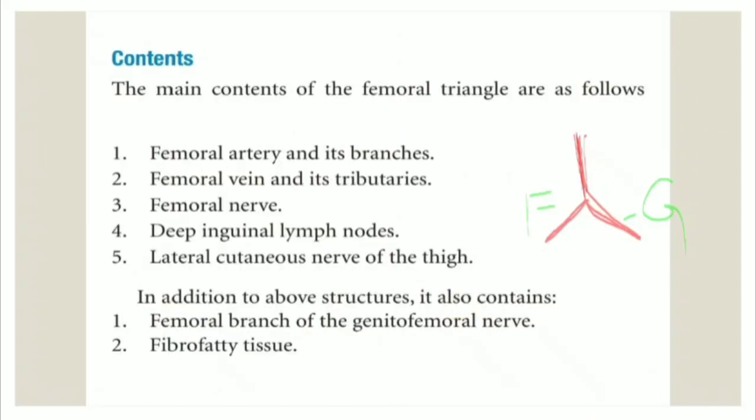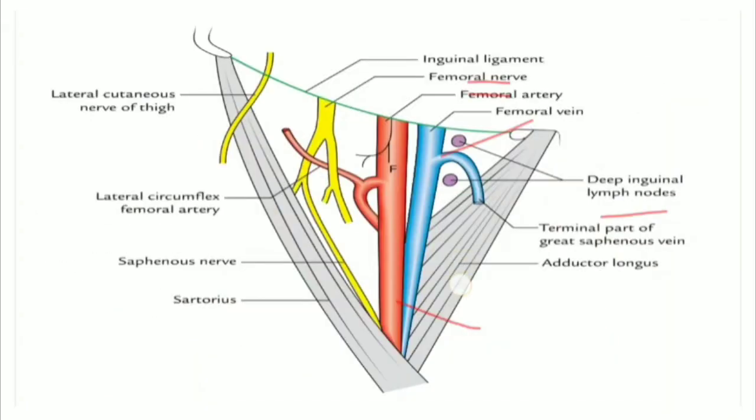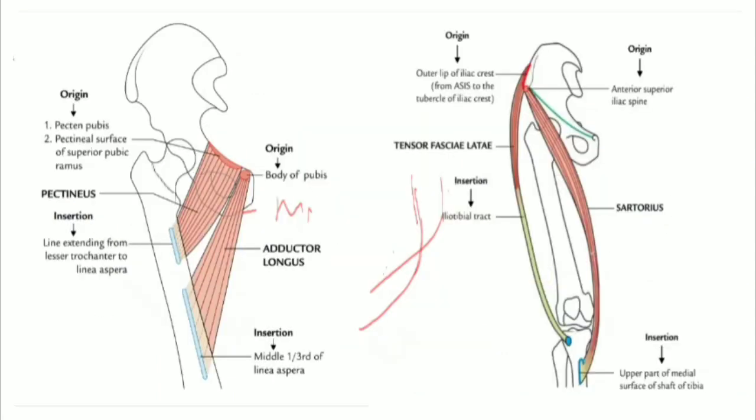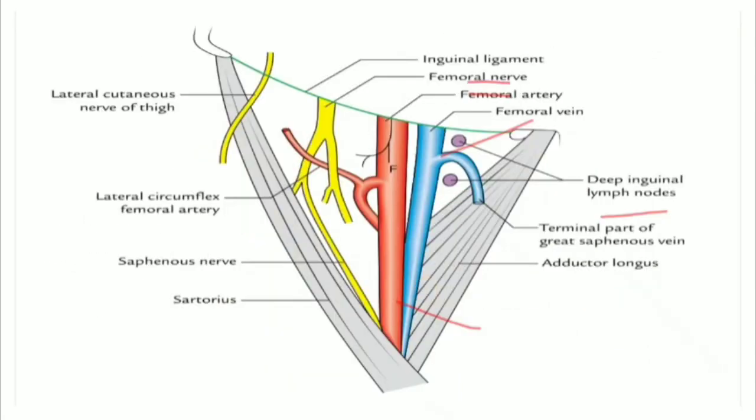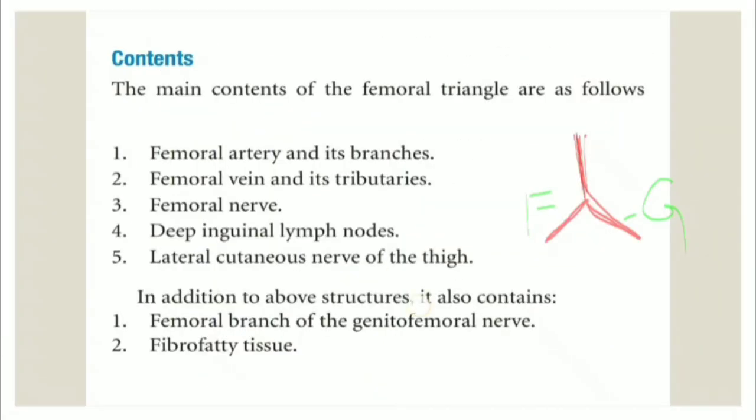Okay, what I have said, it will be present over here. All these things I said. Additionally, you will have the femoral branch of genitofemoral nerve and fibrofatty tissue. See, it is there in the diagram. This is marked as F, right? This is the femoral branch of genitofemoral nerve. Okay, so I already said. Then we'll discuss the contents in detail. First of all, I'll start with the femoral artery and its branches.